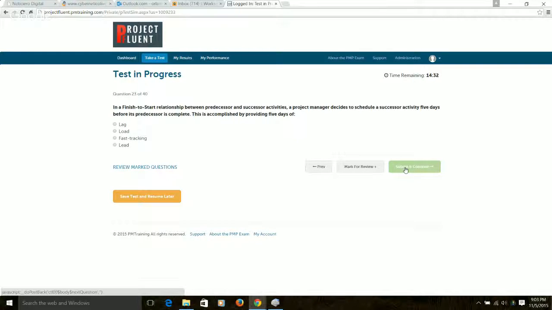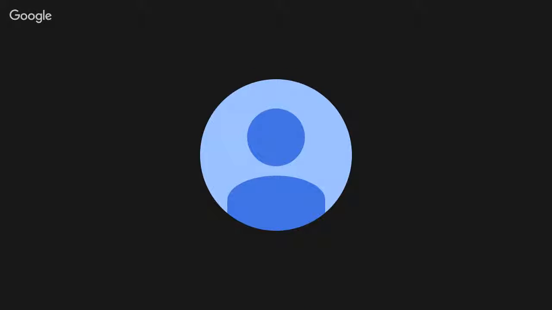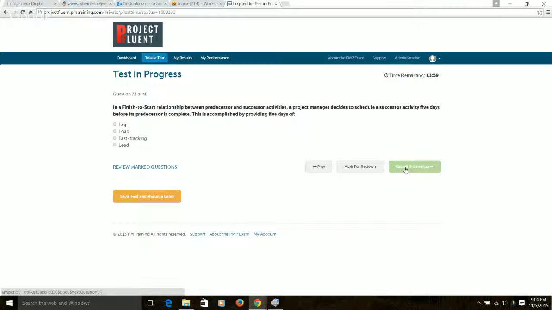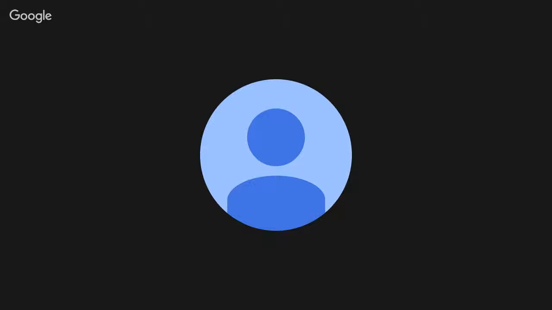In a finish to start relationship between predecessor and successor activities, a project manager decides to schedule a successor activity 5 days before its predecessor is complete. This is accomplished by providing 5 days of lag, float, fast tracking, or lead. Lead, no? Isn't it lag and lead? Yes. I think it's lead. So just put lead.